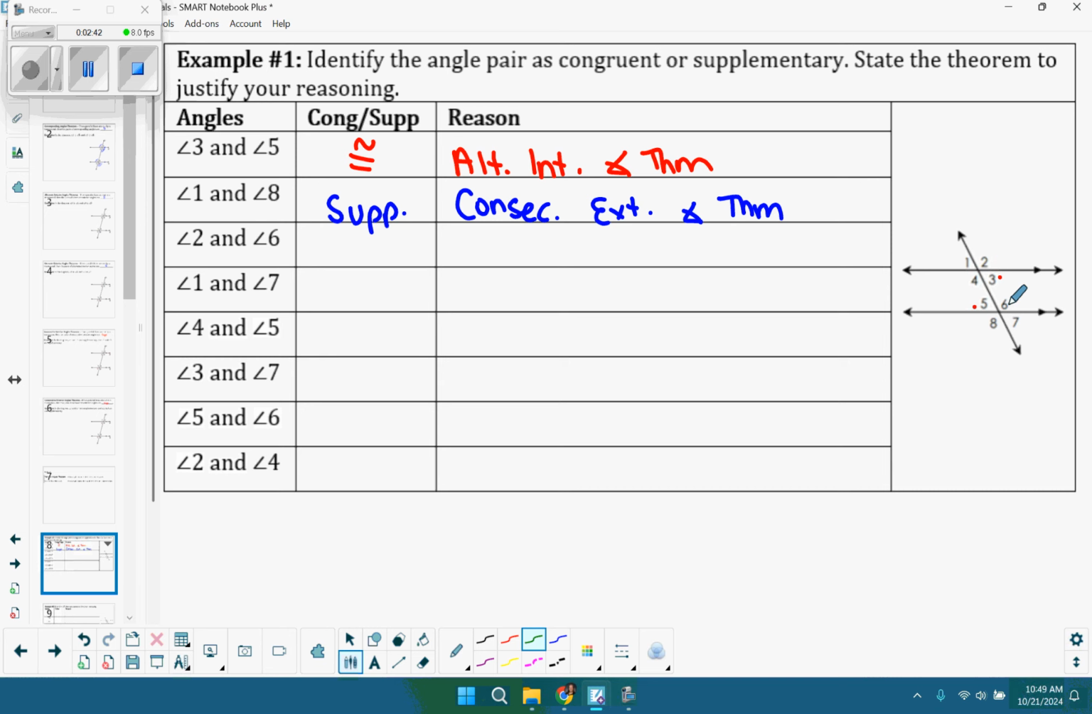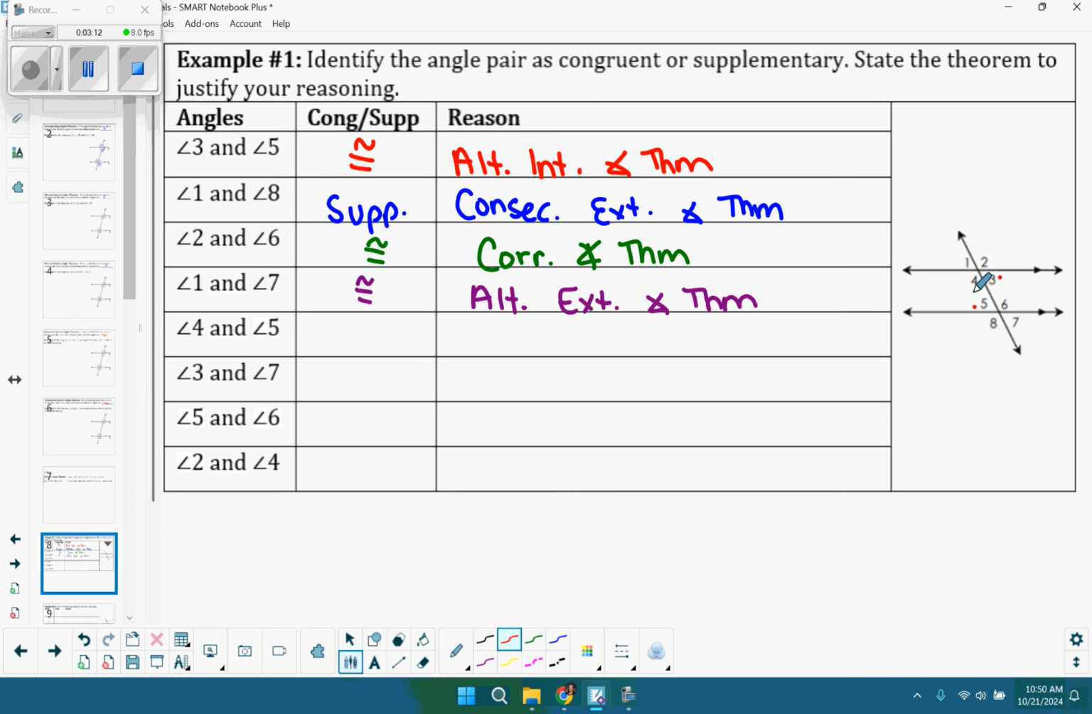2 and 6. 2 and 6 are corresponding angles. They're in the same position. So we could use the corresponding angle theorem. And that means that they're congruent. 1 and 7 are alternate exterior angles. So we could use the alternate exterior angle theorem. And those are also going to be congruent.